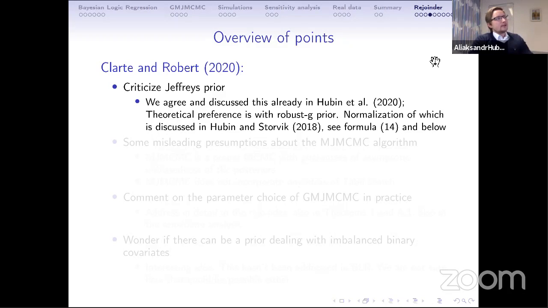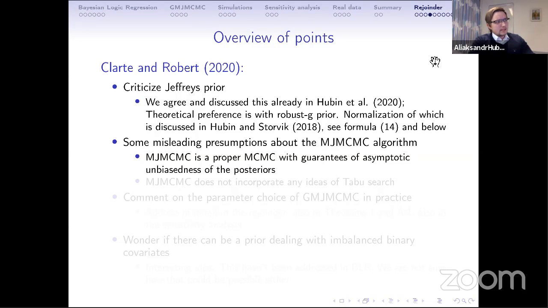Finally, we had a contributed discussion from Clarté and Robert, and they had some really strong points and criticized the Jeffreys prior, and we definitely do agree that using the improper priors is quite debatable. We used this discussion already in the original paper, and of course our theoretical preference is with the robust G prior. And we also have to emphasize that normalization for the marginal likelihoods we discussed in the original paper on MGM-CMC in Formula 14 and below.